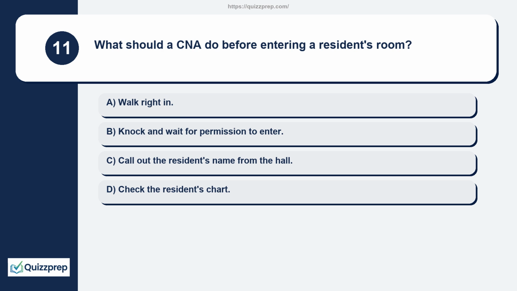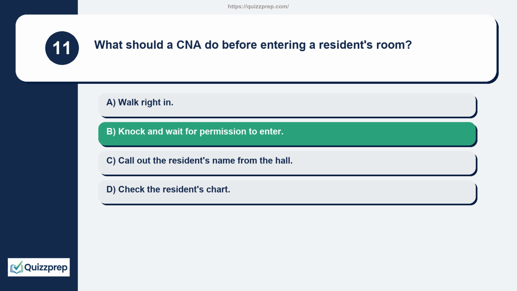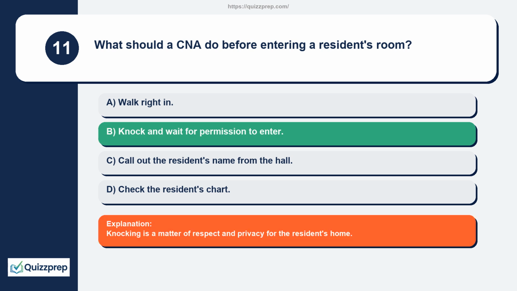Question 11. What should a CNA do before entering a resident's room? Walk right in. Knock and wait for permission to enter. Call out the resident's name from the hall. Check the resident's chart. Knocking is a matter of respect and privacy for the resident's home.